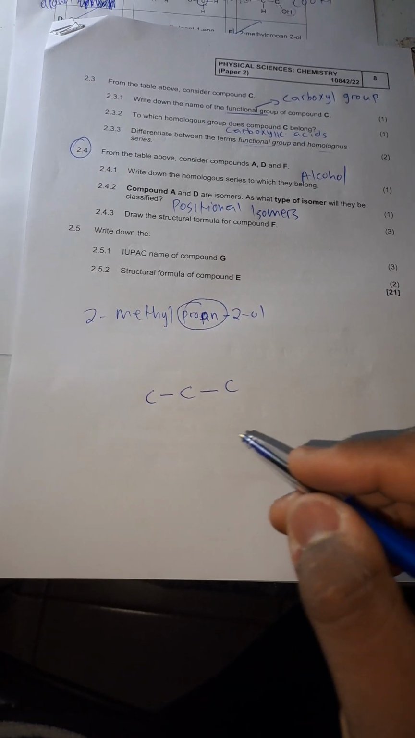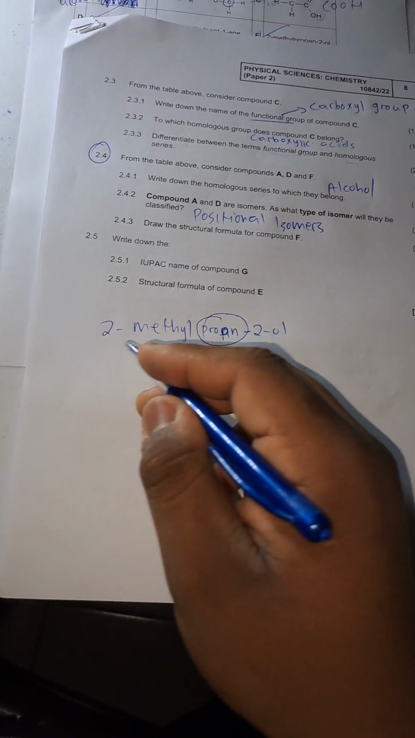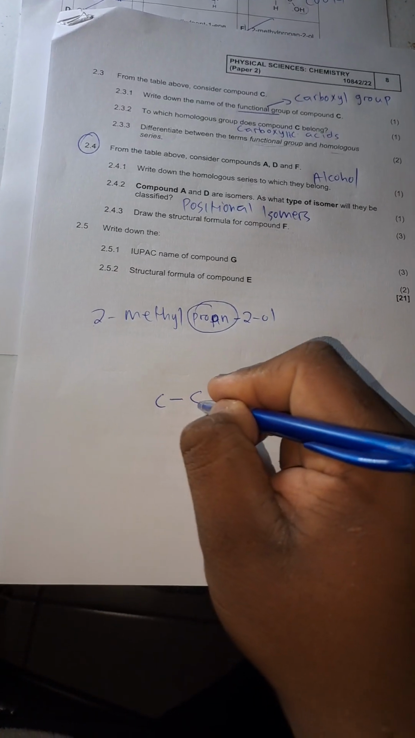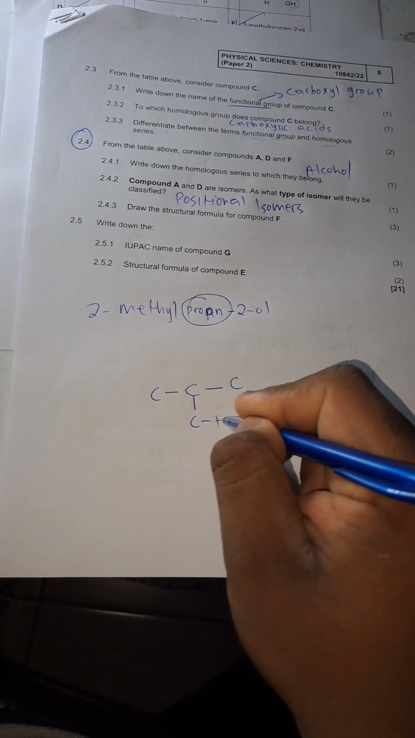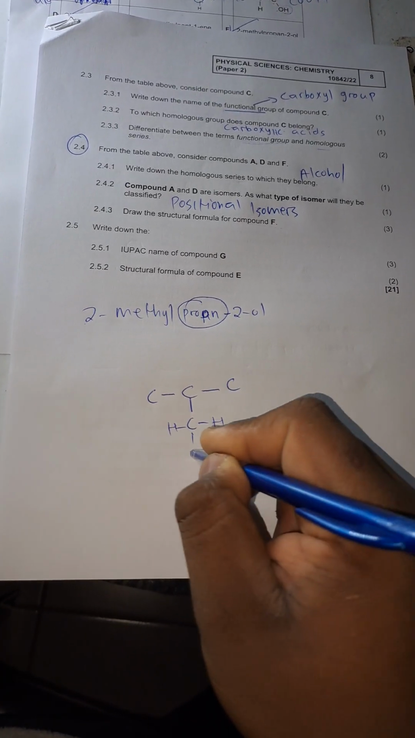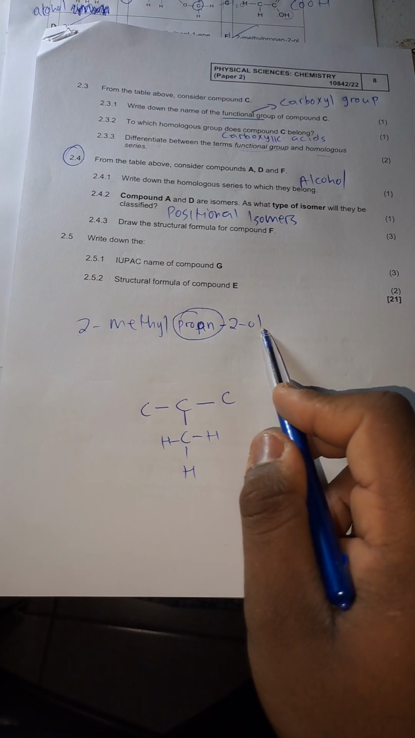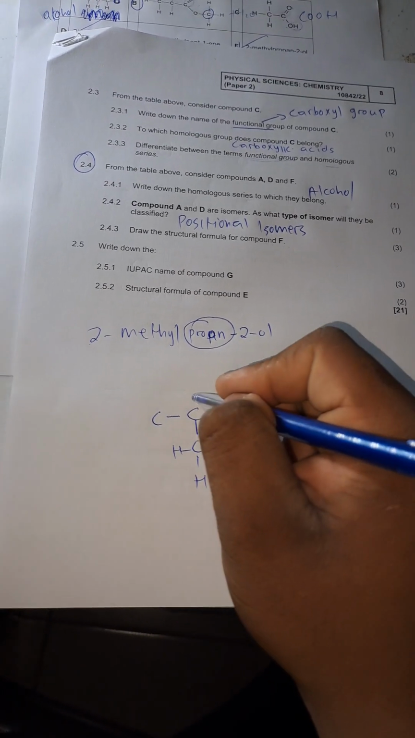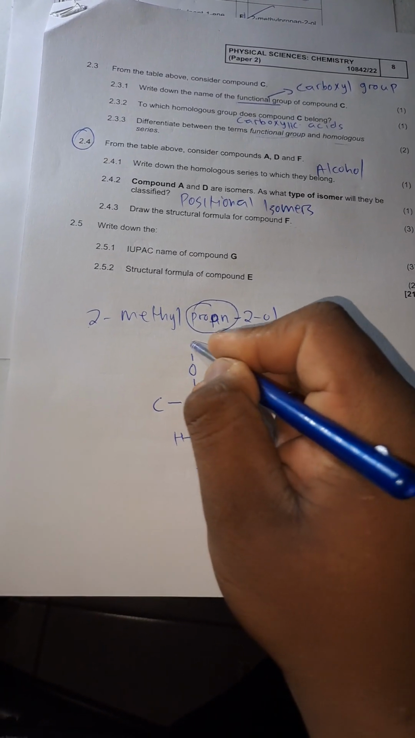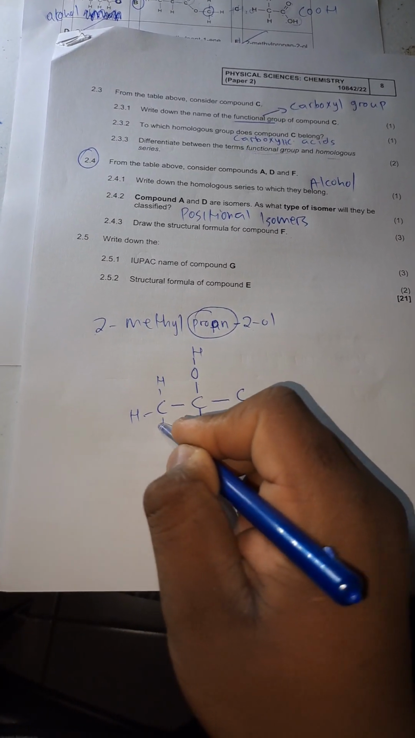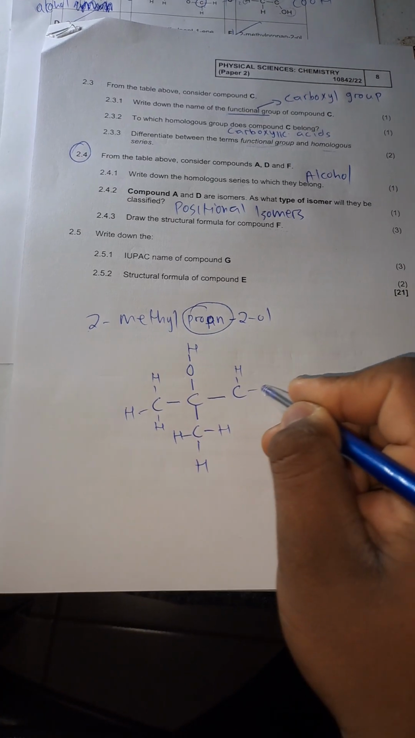Is it fine? Now let's go to the methyl. They are saying methyl, it is in position 2. So it means I can write it like this: C and then H, and then H. Now, let's go to the position of the alcohol. It is 2-ol, so it is also in position 2. And then the others are just easy because I'm going to put them like that.